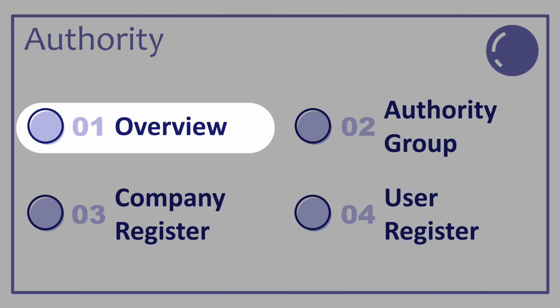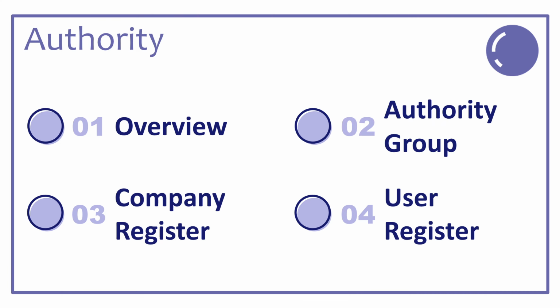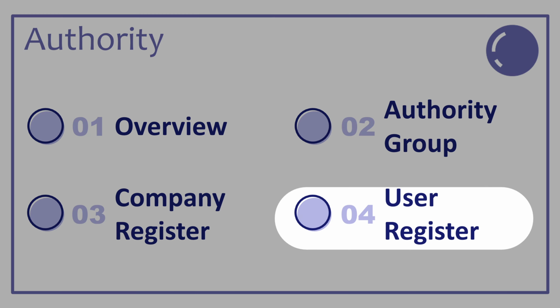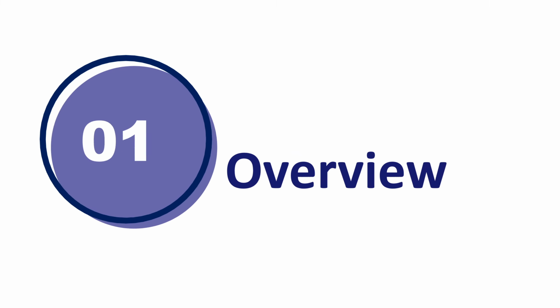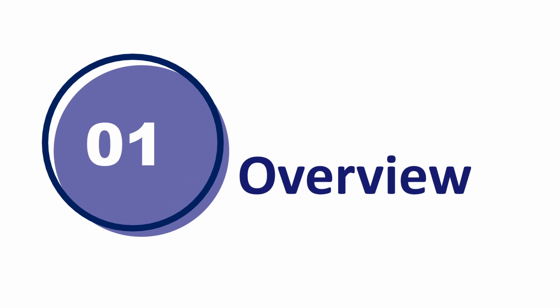Authority, user, and company overview. Authority groups. Company register. User register. Let's start by looking at the basic parts of the system: authority, user, and company, and how they are connected.